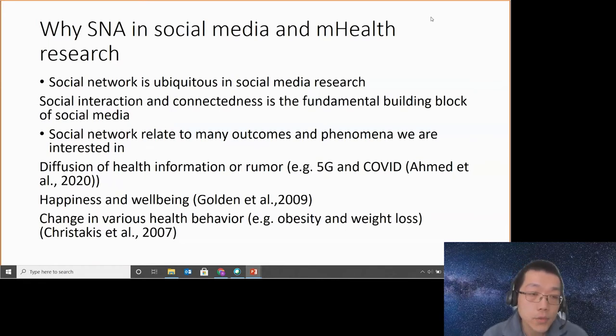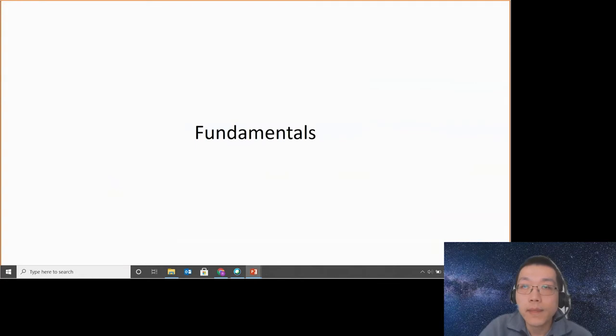It also relates to psychological outcomes such as happiness and well-being, or changing various health behaviors such as obesity and weight loss. So again, social network analysis relates to a lot of phenomena we're interested in and is widely applied. All right.